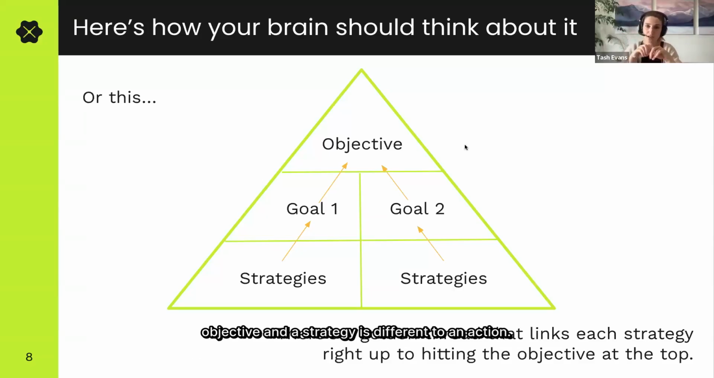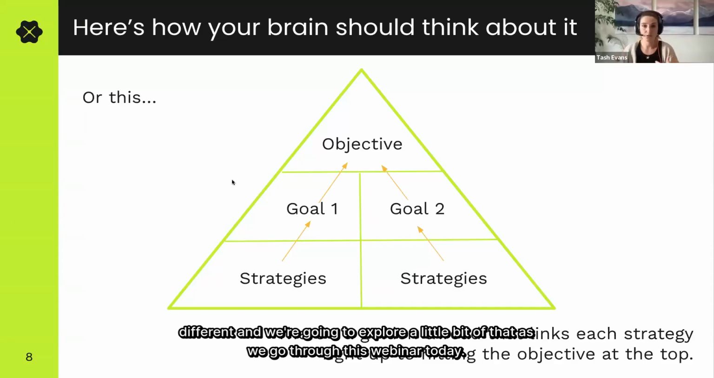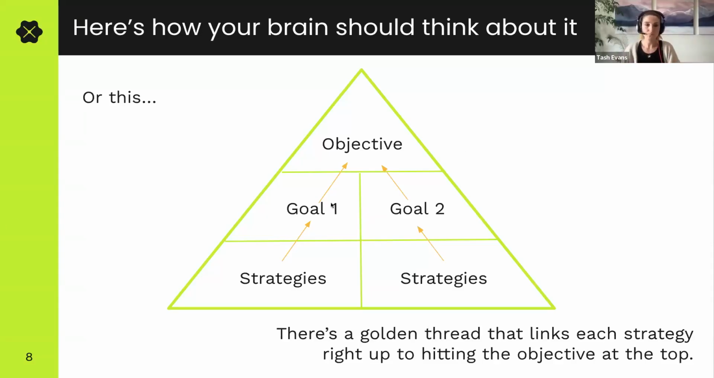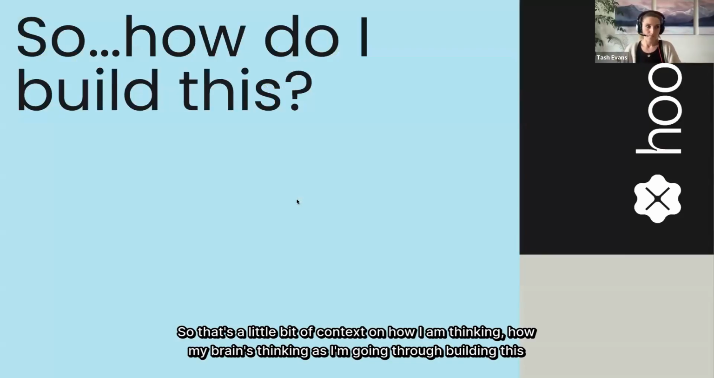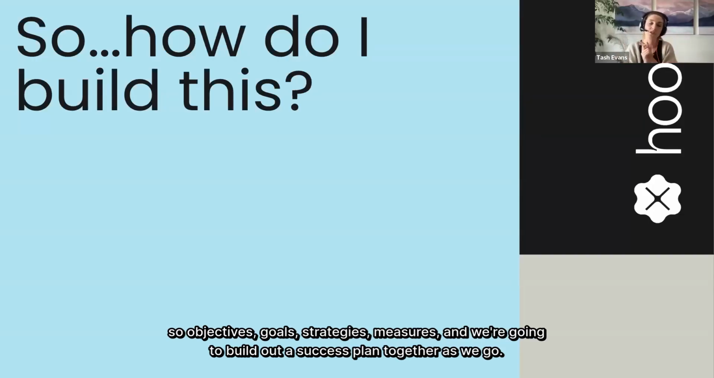And a strategy is different to an action. You're going to have loads of actions to do with your customer to deploy that strategy, but that sits a little bit different. And we're going to explore a little bit of that as we go through this webinar today. So that's a little bit of context on how my brain's thinking as I'm going through building this success plan. And so what we're going to do now is work our way through the 4 different components of the OGSM model, so objectives, goals, strategies, measures, and we're going to build out a success plan together as we go.